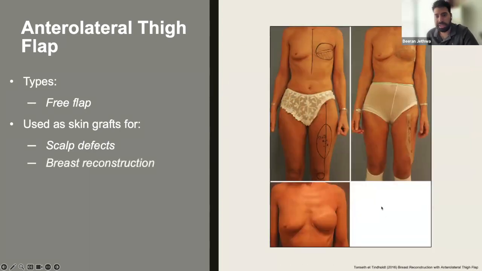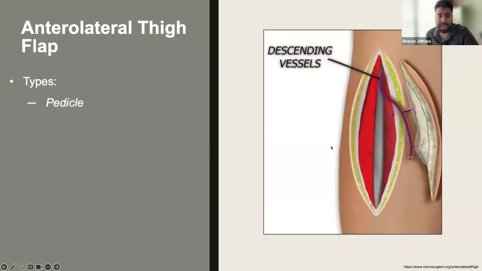Another example is breast reconstruction. This patient has had a mastectomy, and you can see the pre-op outline on the skin of the flap that will be used for surgery. Now the procedure has been done, and the flap has healed. That's a free flap.